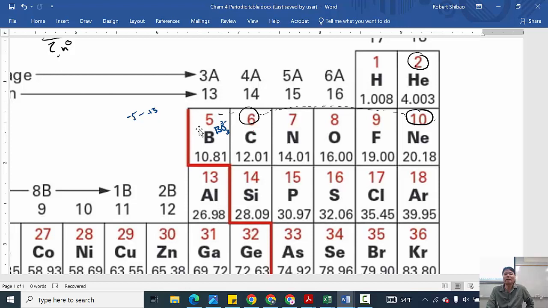So the proton to electron ratio is no longer balanced. In the case for borate, it's easier to lose, right? Because it's closer. And so boron, the max positive charge is plus 3. What is the charge on boron in borate?